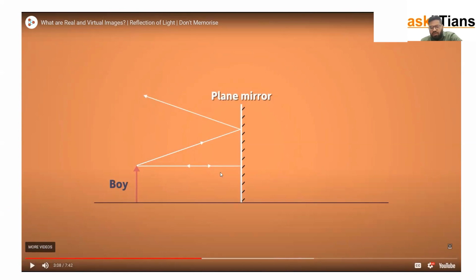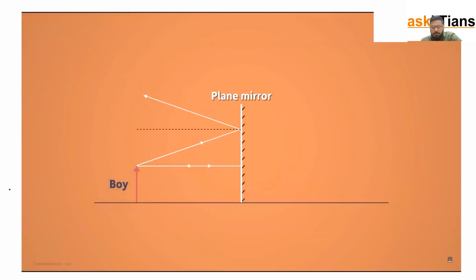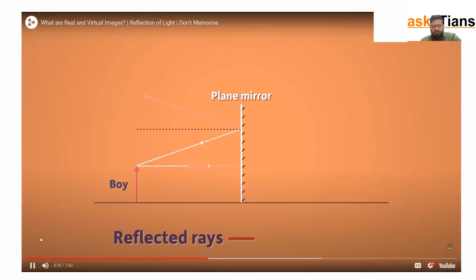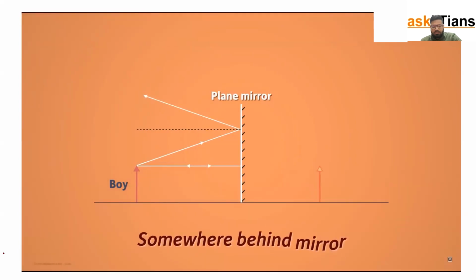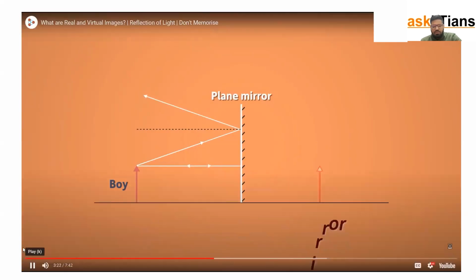One will reflect back along the same direction and one will get reflected in this direction. Follow the laws of reflection. You see that all the reflected rays are moving away from each other. That is, they are diverging. But we know that the image is formed somewhere behind the mirror. So now see, these two reflected rays are actually diverging.